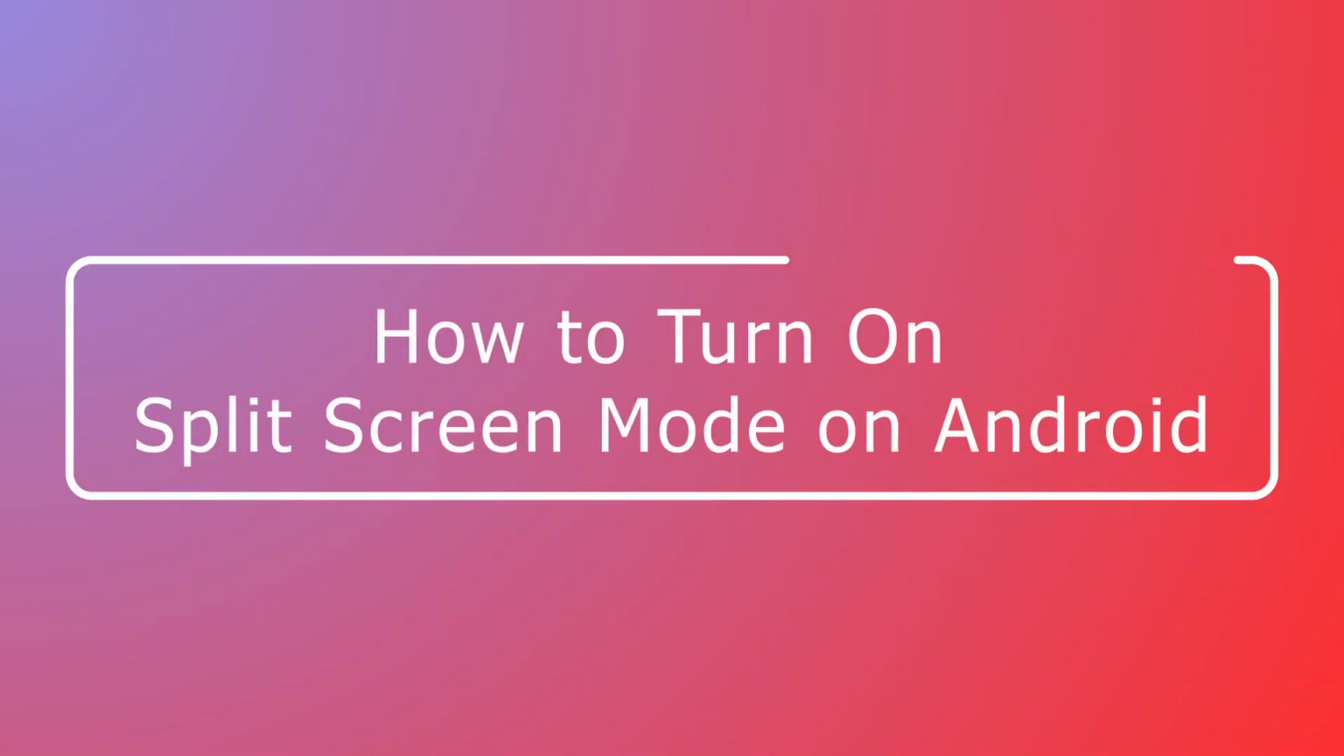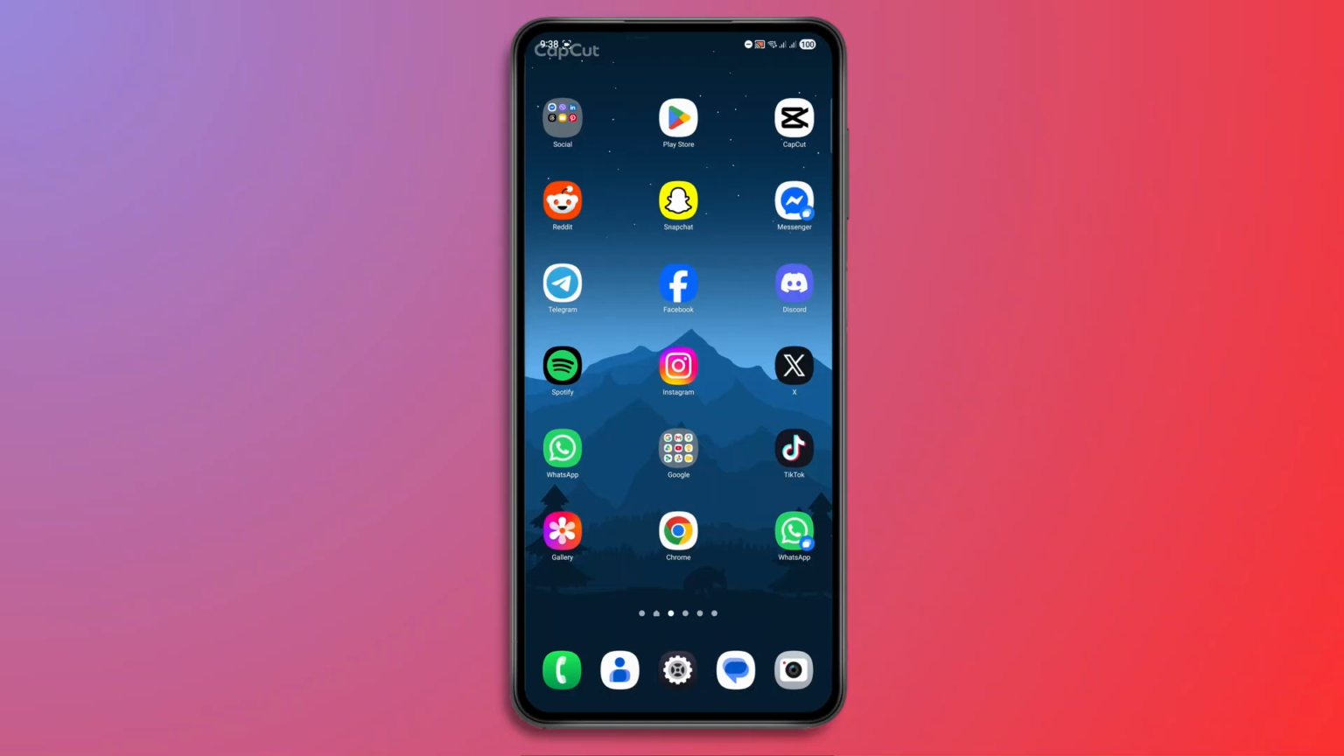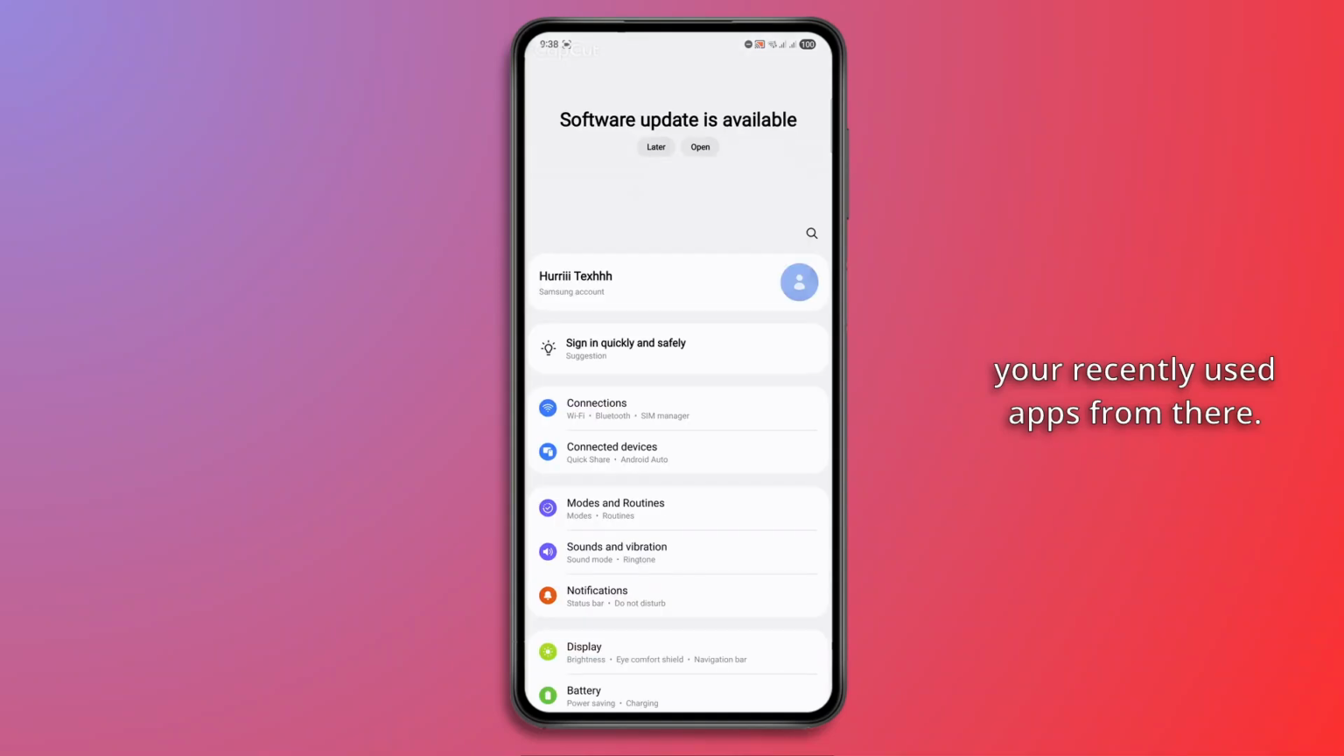How to turn on split screen mode on any Android phone. This tutorial shows you how to run two apps side by side at the same time. First, swipe up and hold to open your recently used apps.